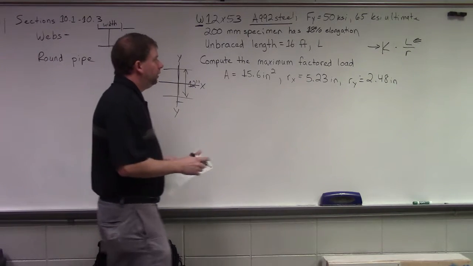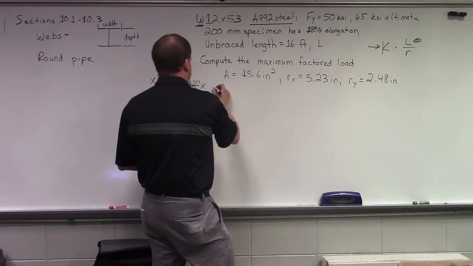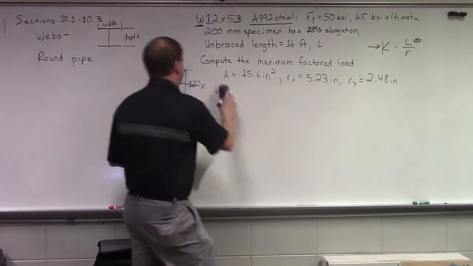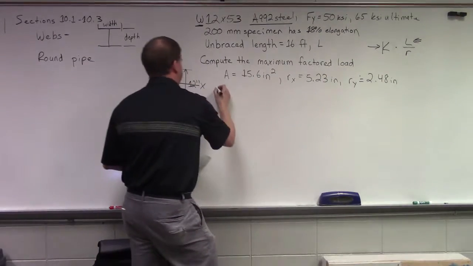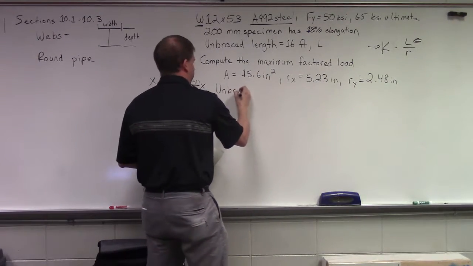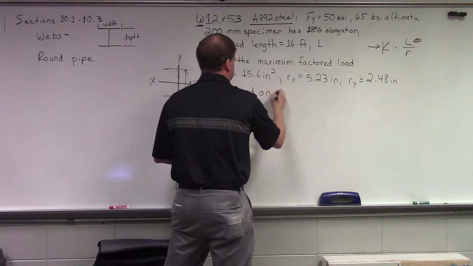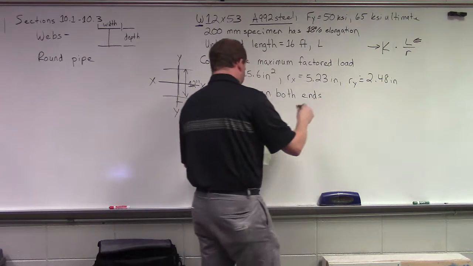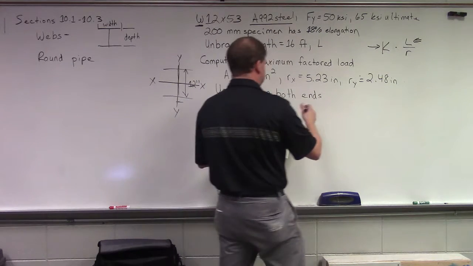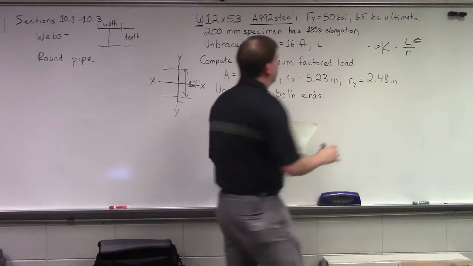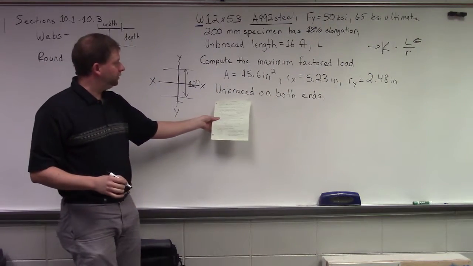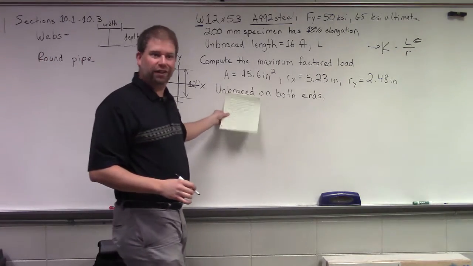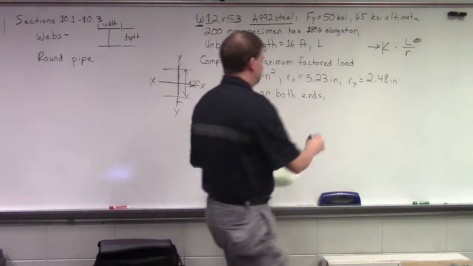Okay, so our column will be unbraced on both ends. Is Y smaller? It's easier to bend it that way. Since we know that it's unbraced on both ends, we have not been provided an express end condition.